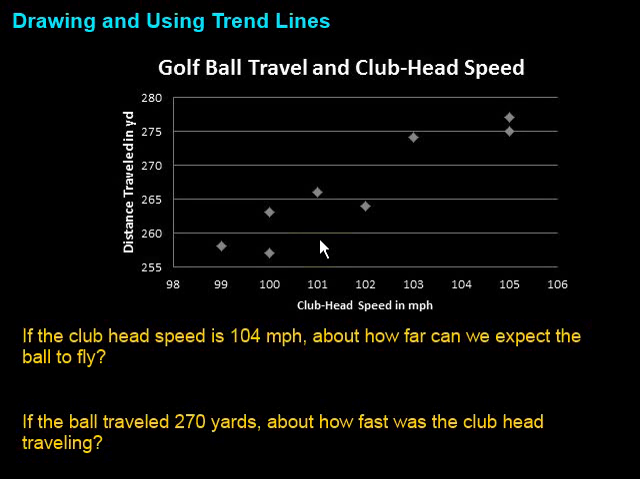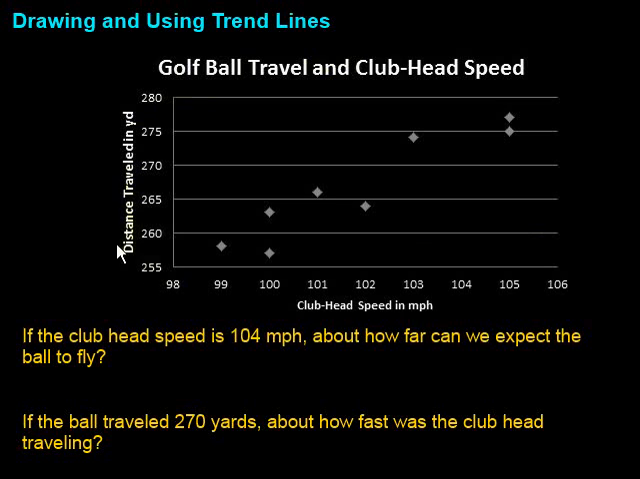In this video, we're going to take a look at drawing and using trend lines. If we create a scatter plot with some data and we notice that in general something's happening, in other words, as one value increases, the other one increases, or vice versa, maybe as one decreases, the other one increases, we can draw a trend line to help us make predictions and look at what's happening with that particular set of data. So let's look at how we can do that.